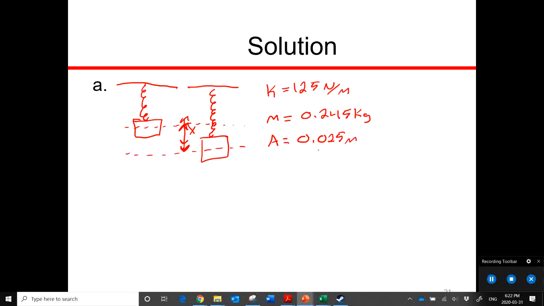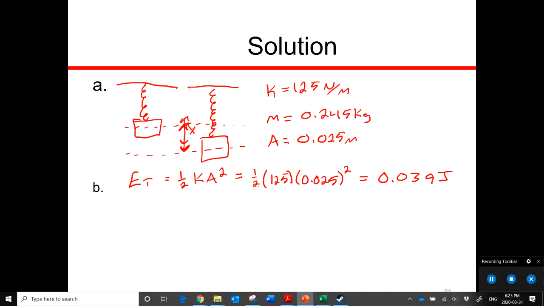And from this we can calculate our total energy of the system. Okay, so energy total is equal to, since we have our amplitude, we know our maximum is 1/2 Ka squared, which will be 1/2 times 125 times 0.025 squared, which equals 0.039 joules.